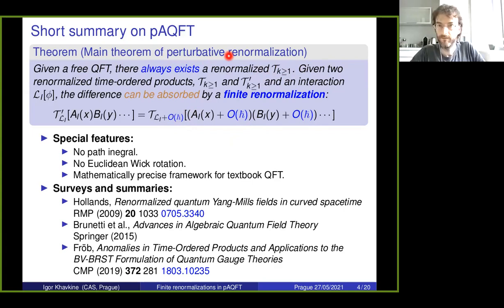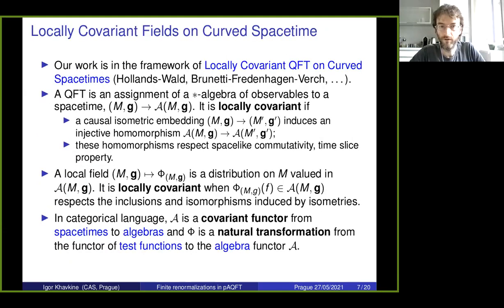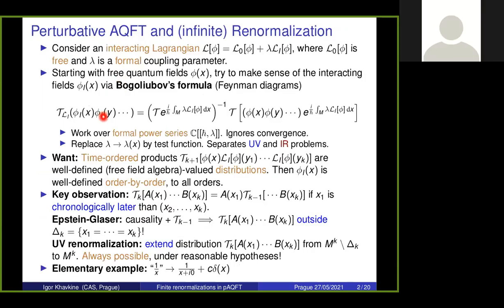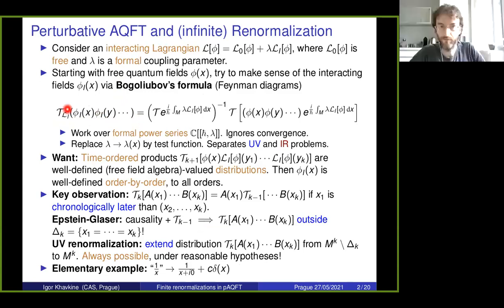It doesn't contradict itself. So if you go back to this Bogoliubov formula, sorry, going the wrong way. Here, right? So this is the formula that defines these time-ordered products of your interacting fields. But these are all built out of things that live in the free field algebra. So these are free fundamental fields, and this is the interaction term built out of free fields.